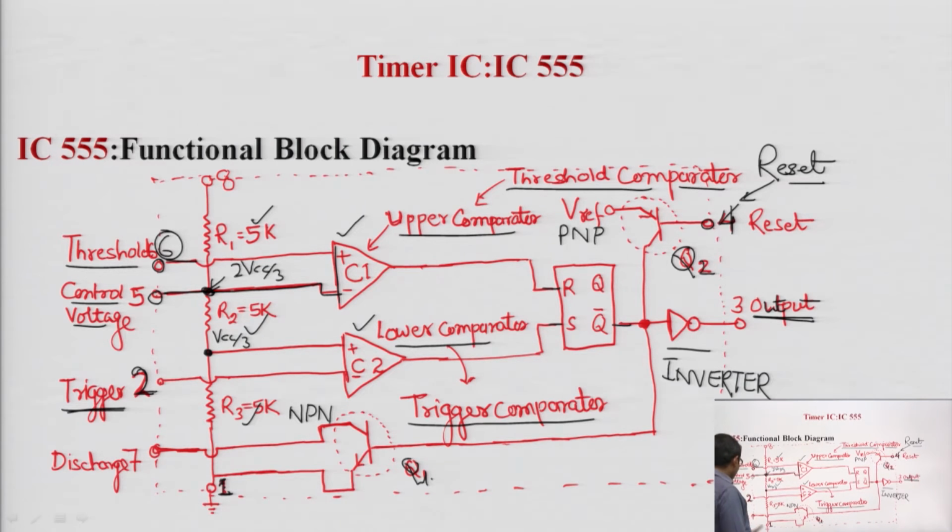Okay. Now, pin number 7 is the most important pin. Pin number 7 is used for discharging the external capacitor with the help of the NPN transistor, that is Q1. The Q1 transistor provides a discharging path for the external capacitor through pin number 7, and pin number 8 is the power supply, VCC.